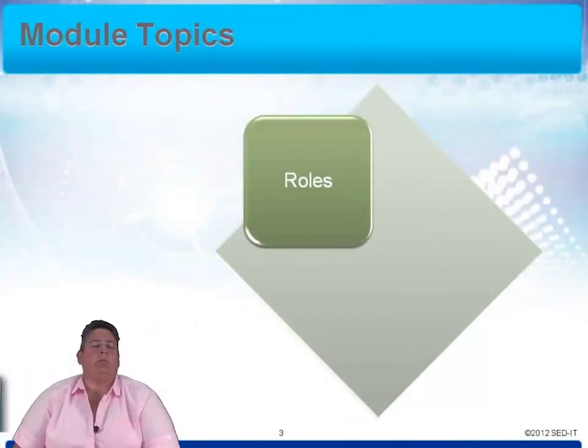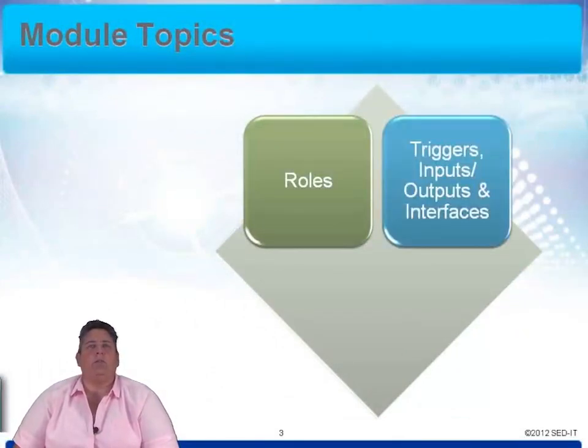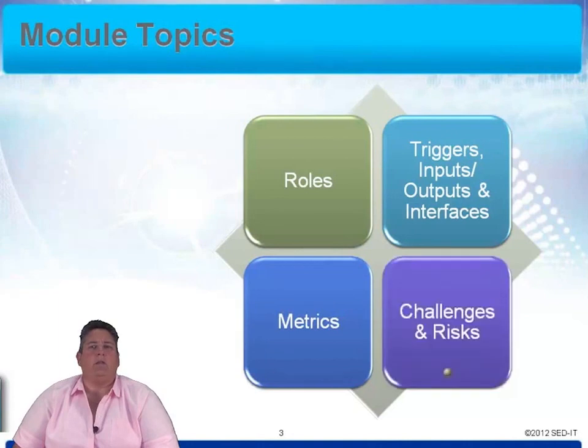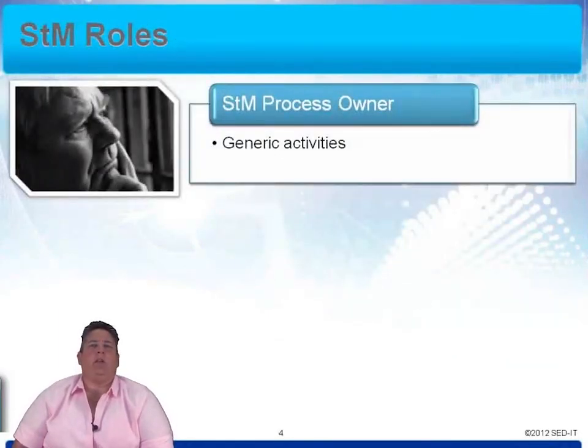In this topic, we're going to complete the discussion around strategy management. So we're going to discuss the roles, triggers, inputs and outputs, as well as the strategy management interfaces, metrics, and challenges and risks. The roles associated with strategy management include the process owner, who would perform the generic activities of the process owner role. You can see those in section 6.8 of the service strategy volume.